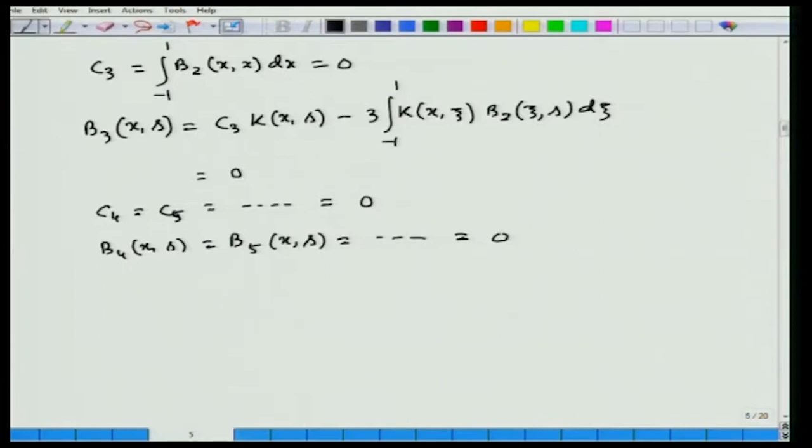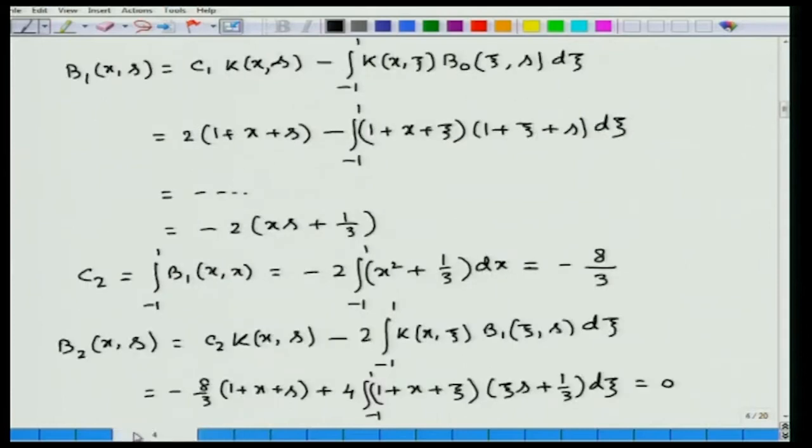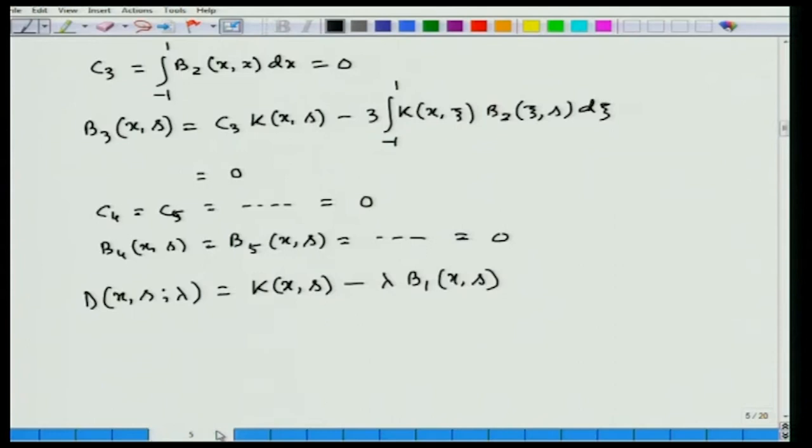So, as C3 onwards are all equal to 0 and B3 onwards, all these quantities are identically equal to 0, therefore we can find that D(x, s; lambda) will be equal to k(x, s) minus lambda B1(x, s), because B2(x, s) is equal to 0, B3(x, s) is equal to 0.